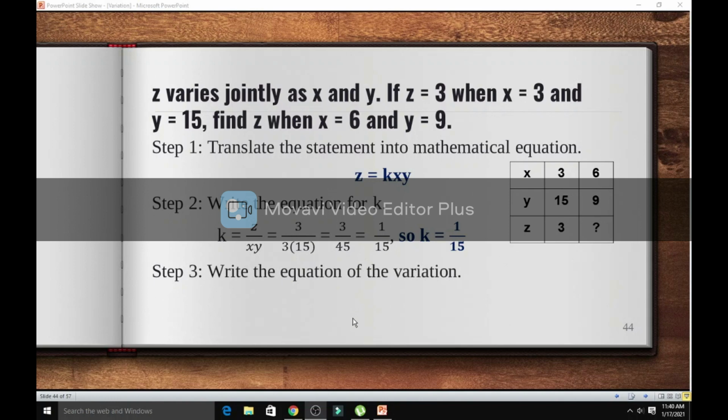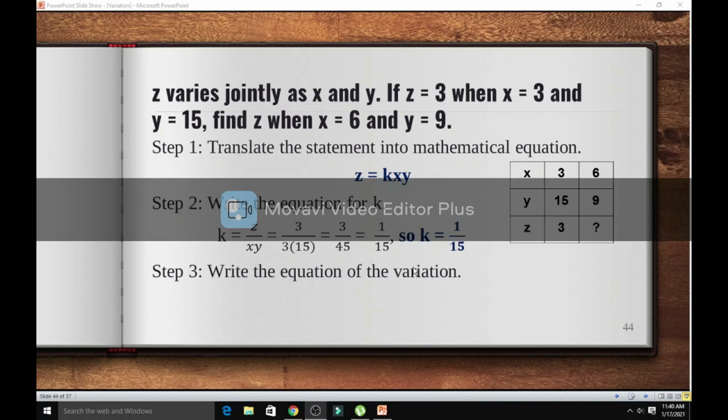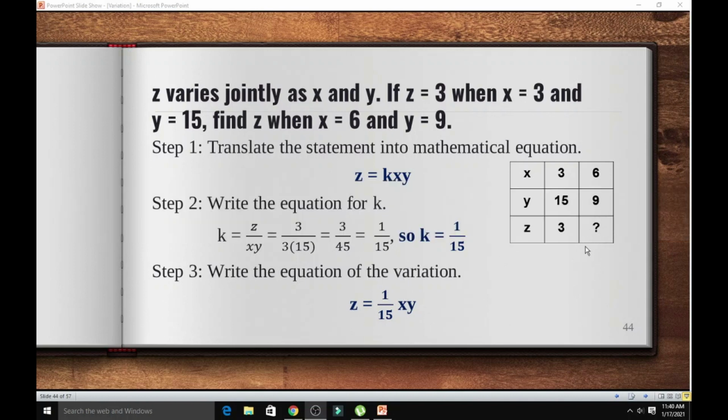Gawa tayo ng equation ng variation. So, paano nga tayo ulit gagawa ng equation ng variation? From this mathematical equation, z is equal to kxy. Palitan lang natin yung k doon ng 1 over 15. So, z is equal to 1 over 15 xy. Yan yung equation ng variation natin. From this equation, pwede na nating mahanap yung unknown nung binigay yung pangalawang value ni x and y.